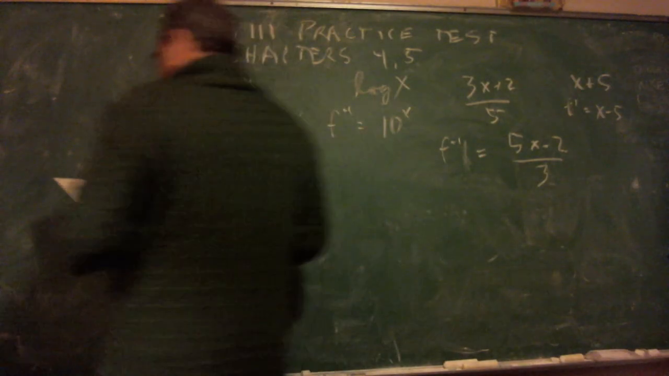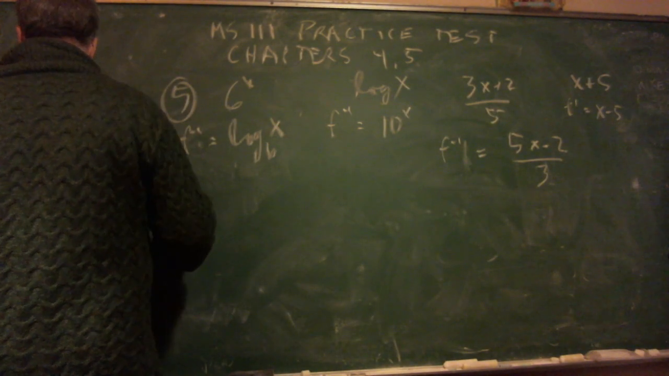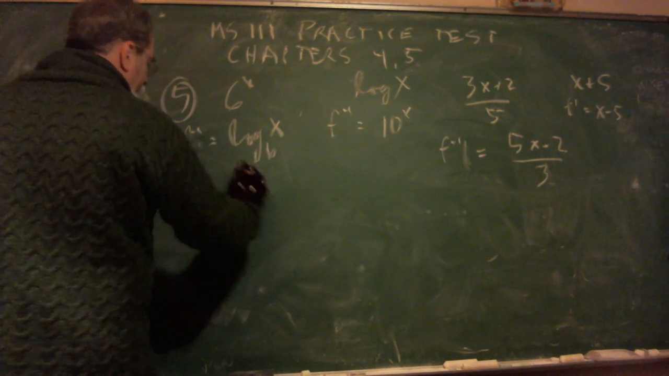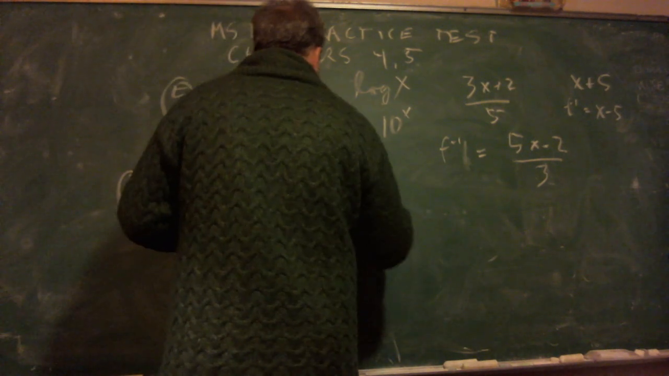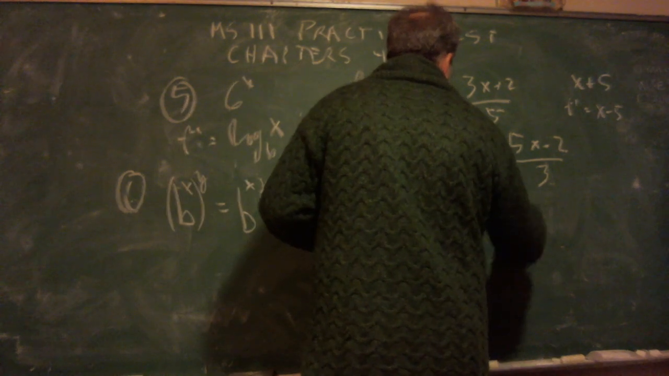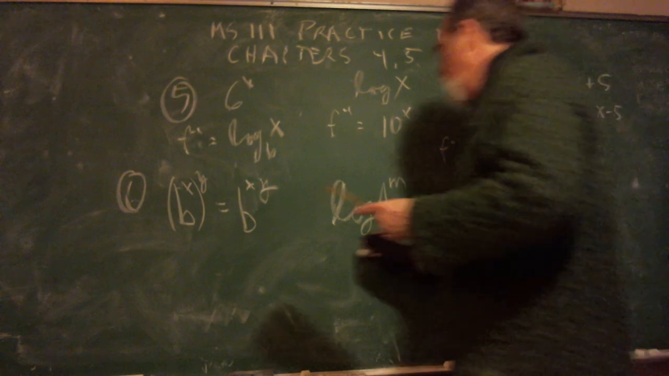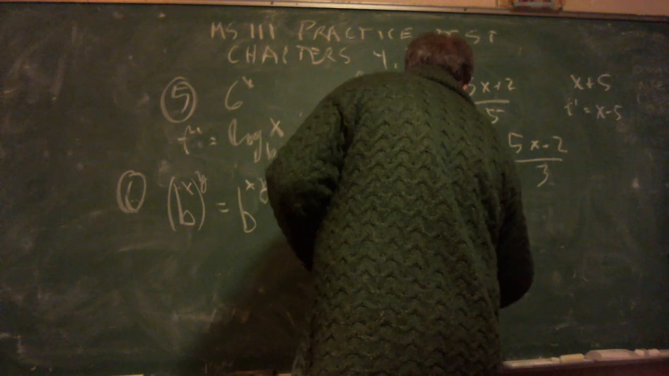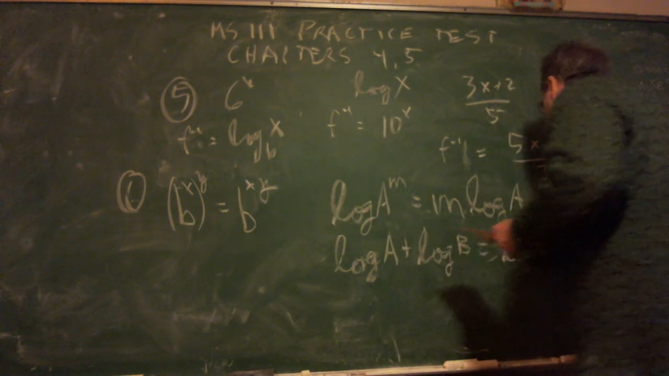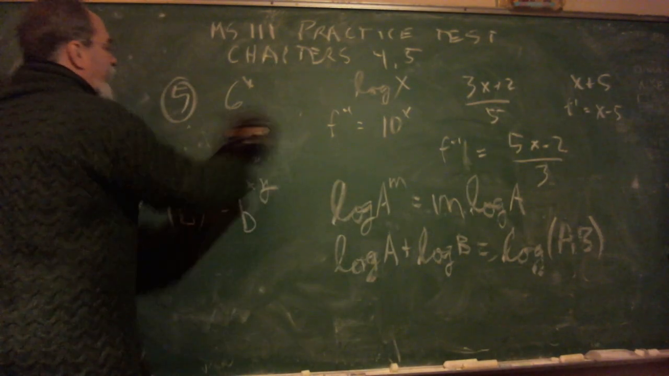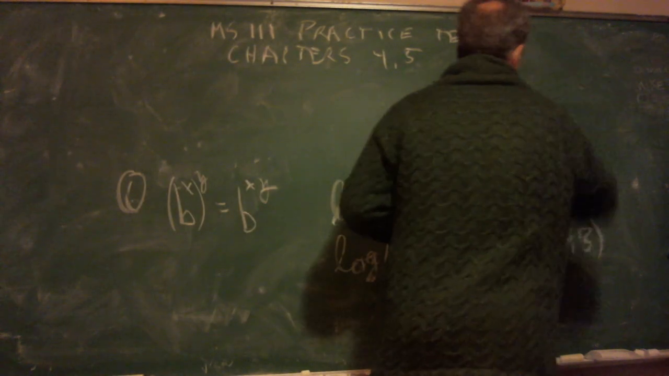Number 6, problem 6. We have some rules to finish. b to the x to the y is going to be b to the xy. That's the rule. Log of a to the m is equal to m log of a. And the last one was log of a plus log of b, and that's log of ab. Hope we can read that okay. I'm going to erase number 5, make some space. All right.